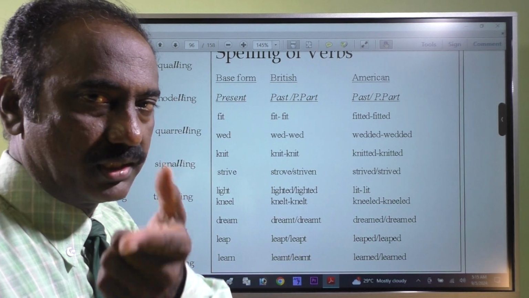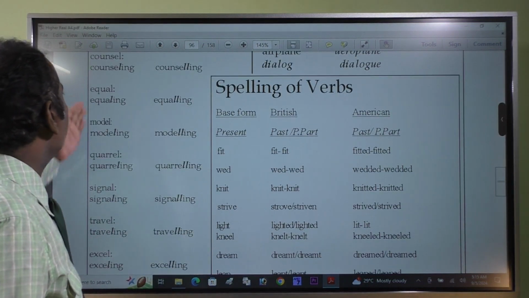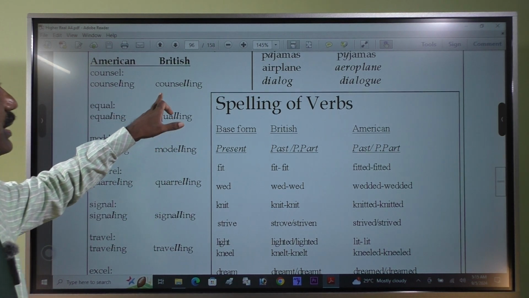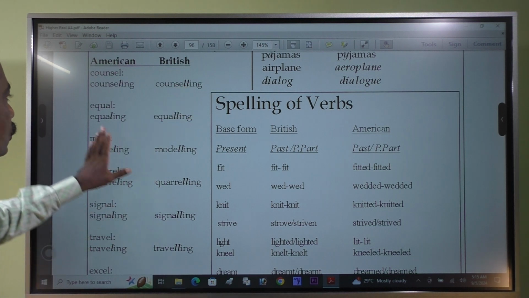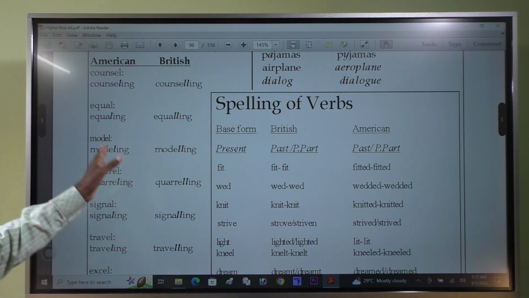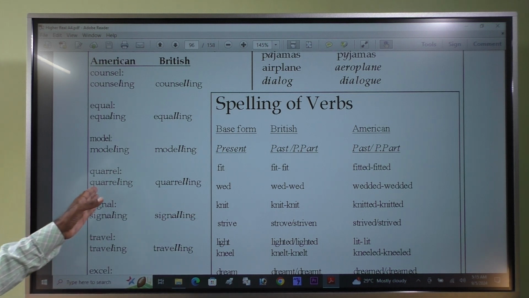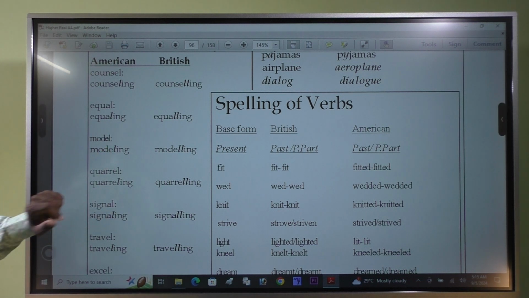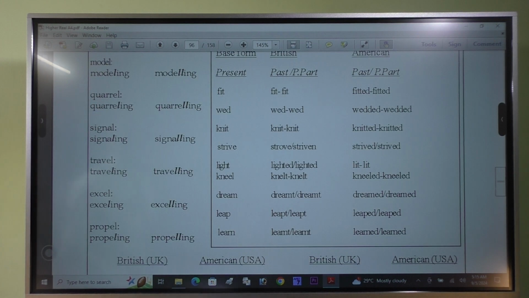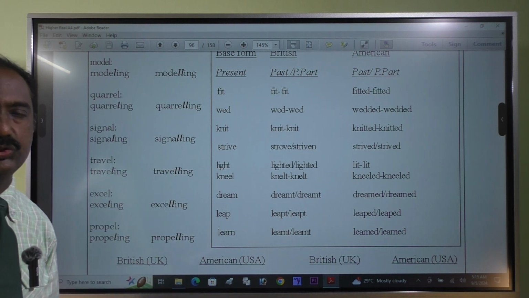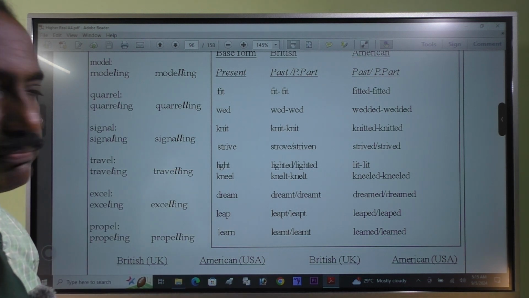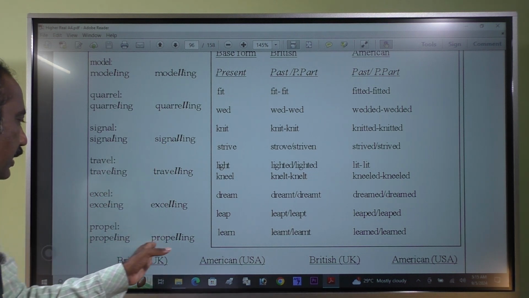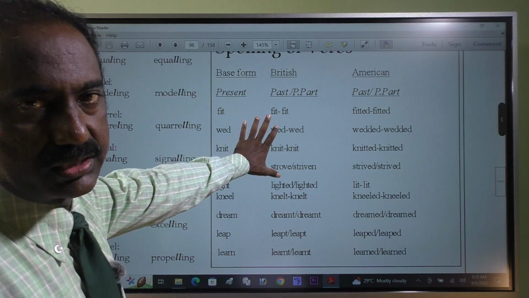Wait for a few seconds or minutes. See here, a single L for so many words. Counseling, single L, but Britishers use counselling. Quarreling, quarrelling, modeling, modelling, equaling, equalling, signaling, signalling. We use signalling in the railway department. Travel, travelling, double L. Propelling. It is very important.